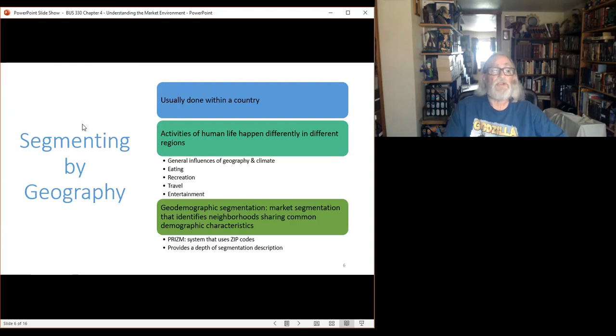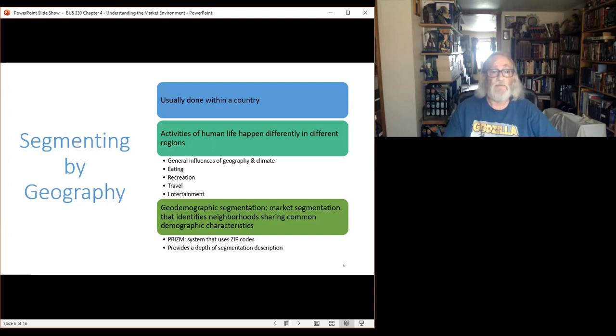As well, we can segment by geography. Now, generally, you're going to do this within your own country. You can segment the whole world, of course, if you wanted to, but you've got to do something that's manageable and workable. And so generally, your geographic segmentation is going to be done within your home country. And you've got to accept the fact that people act differently in most places around the world and in different countries that have a variety of regions.